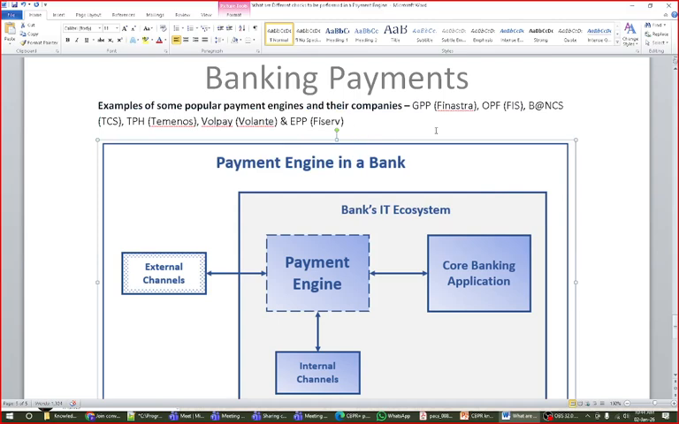All right, examples of famous payment engines. GPP belongs to Finastra, now it's Finastra; the new name is Finastra, the old name is Misys. Then Opus, OPF, I don't know the full form now, but it belongs to the FIS company. Banks belongs to TCS. TPH belongs to Temenos. Volpay belongs to Volante. EPP belongs to Fiserv. These are the famous payment engines. You can add Finacle here as well. Finacle is by Infosys.